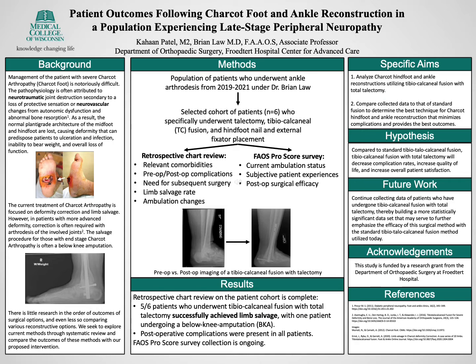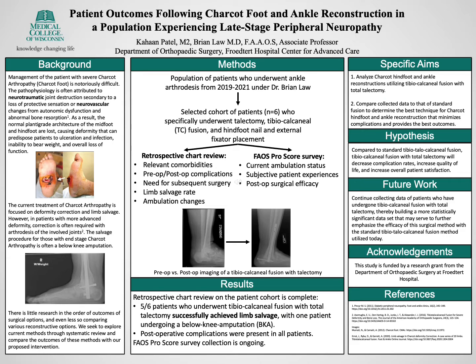There are many studies that have been conducted regarding surgical management of the foot and ankle in the setting of Charcot-arthropathy. However, there is little in the order of outcomes of surgical options, and minimal research comparing various reconstructive options. This project aims to analyze Charcot hindfoot and ankle reconstruction utilizing tibio-calcaneal fusion with total talectomy compared with the standard tibio-talo-calcaneal fusion. Due to the novelty of talectomy as a supplement to fusion, little data exists to substantiate its efficacy. Nonetheless, we hypothesize that, compared to standard tibio-talo-calcaneal fusion, tibio-calcaneal fusion with total talectomy will decrease complication rates, increase quality of life, and increase overall patient satisfaction.